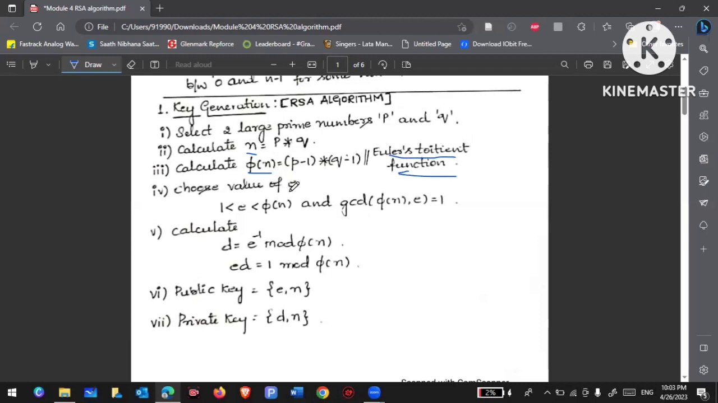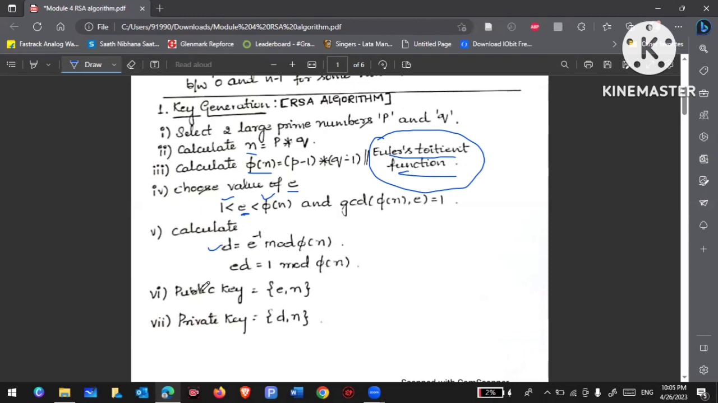Fourth step is to choose the value of E. We have to choose the value of E in such a way that it must be greater than 1 and lesser than phi of n. What is phi of n? Phi of n is the Euler's Totient function. Then calculate the value of D using D is equal to E power minus 1 mod phi of n. This also can be written as E into D is equal to 1 mod phi of n.